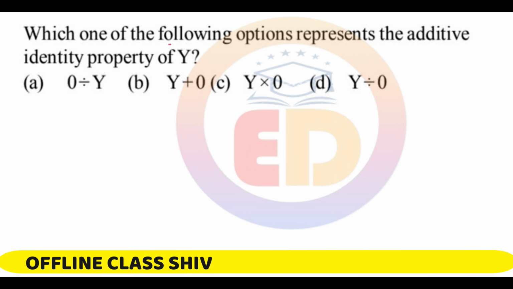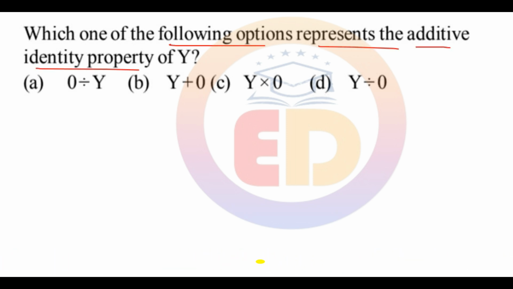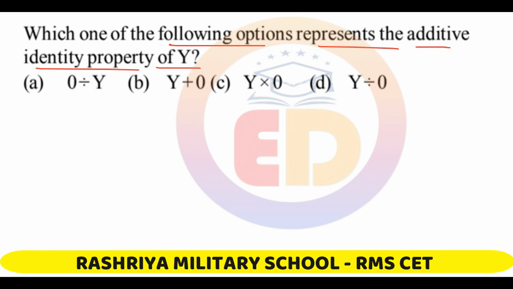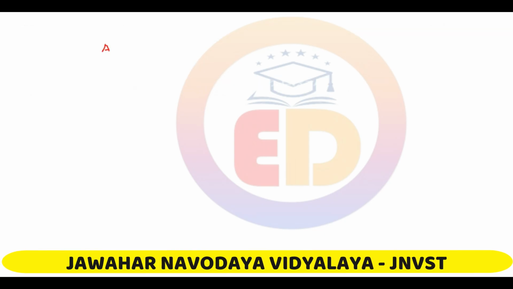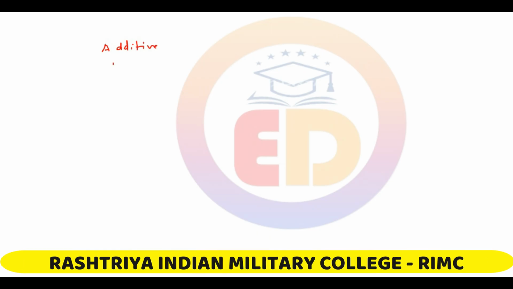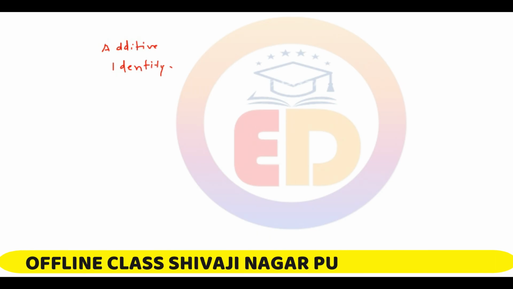Which one of the following options represents the additive identity property of Y? Let us understand what is the additive identity. Additive identity of whole numbers.